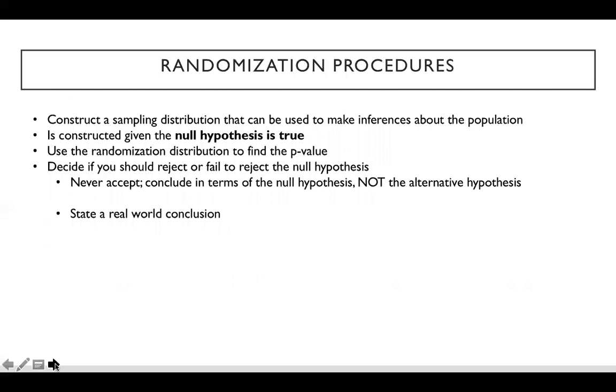Randomization procedures: for the randomization distribution for a null hypothesis, we construct them given that the null hypothesis is true. And we use these distributions in order to find the p-value. Once you find the p-value, you can decide whether to reject or fail to reject the null hypothesis. Just to review, make sure that you never accept the null hypothesis, and you always want to conclude in terms of the null hypothesis and not the alternative hypothesis. So you either reject or fail to reject the null hypothesis. You reject the null hypothesis if your p-value is less than or equal to alpha, and you fail to reject the null hypothesis if your p-value is greater than alpha.